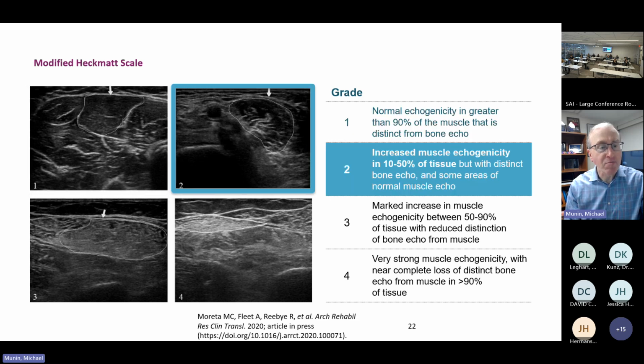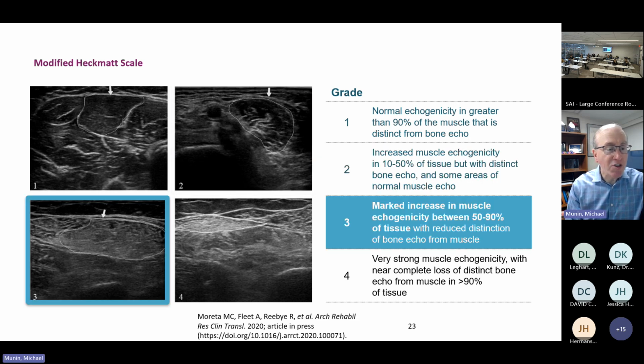This is a pronator teres muscle, grade 2. And here, again, what's unique about our scale, we're giving percentages of abnormal. So here, 10 to 50% of the tissue has increased echogenicity. You kind of see a little bit here. Hopefully you can see my arrow and you see a little bit in here, but the outer rim of the muscle looks good.